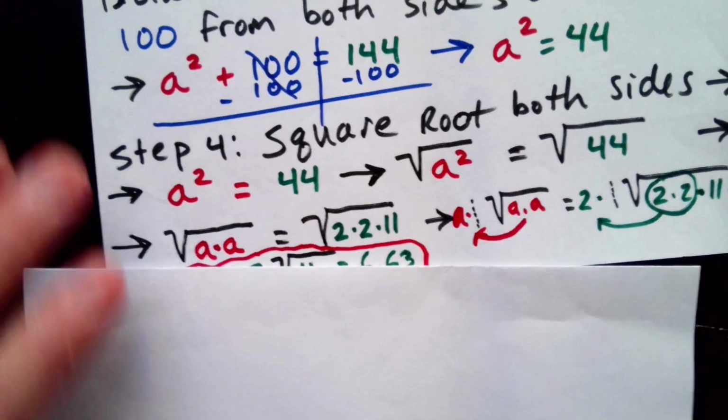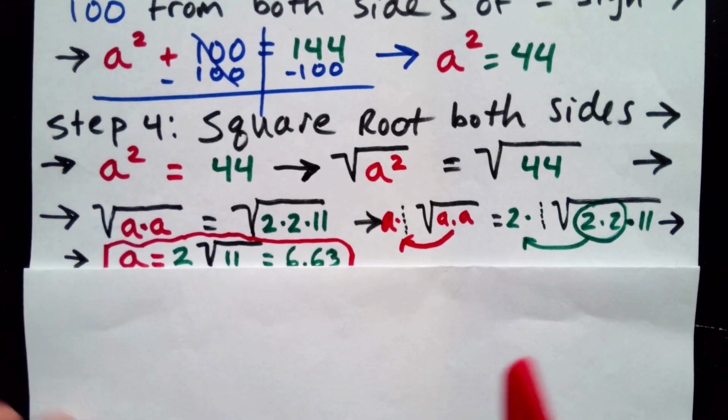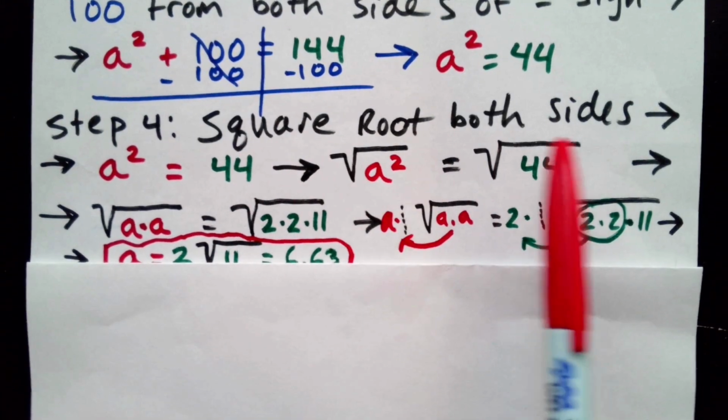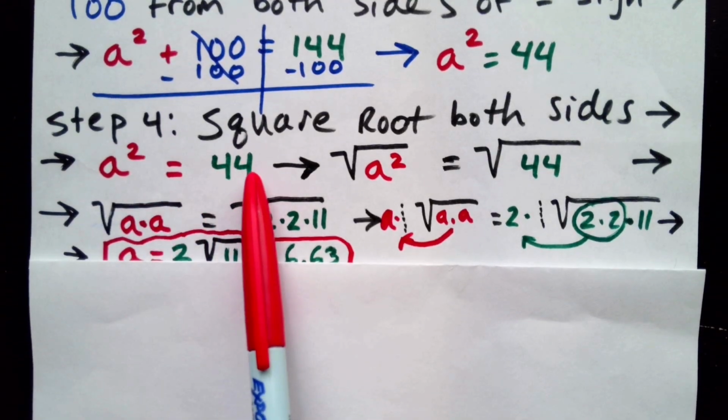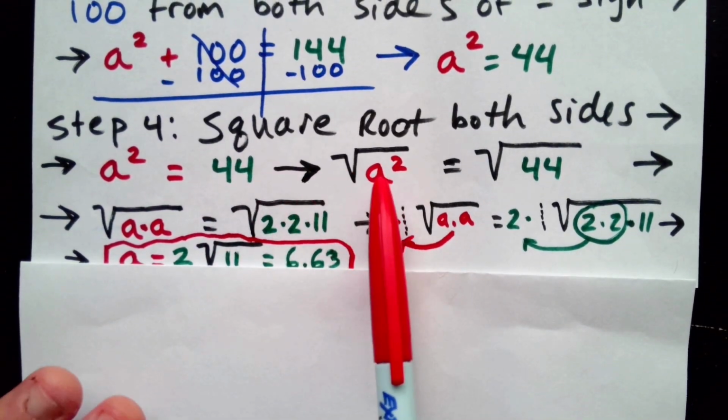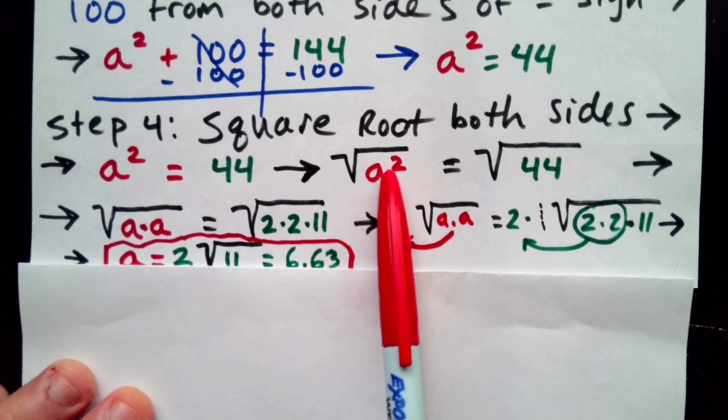Square root both sides. Whoops. There we go. Square root both sides. So I'm going to square root A squared. I'm going to square root the side of 44. And that's what you see here in this step.